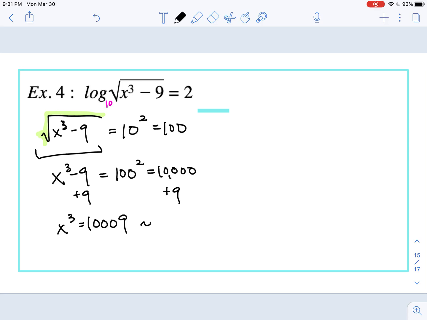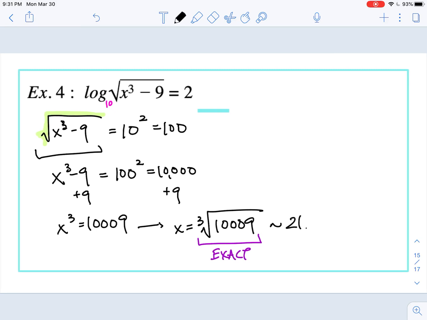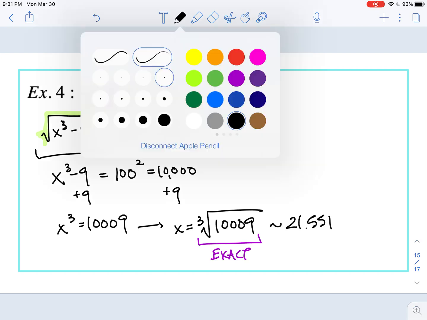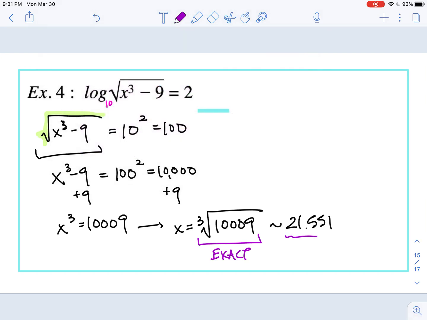And when I do that, I should get about, let me write out that step for you, x equals the cube root of 10009. That could be considered an exact solution. And if I wanted to take it one step further and type it into the calculator, I get about 21.551, and that would be our approximate solution.